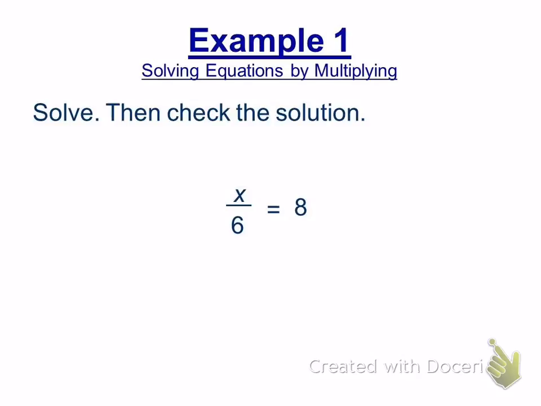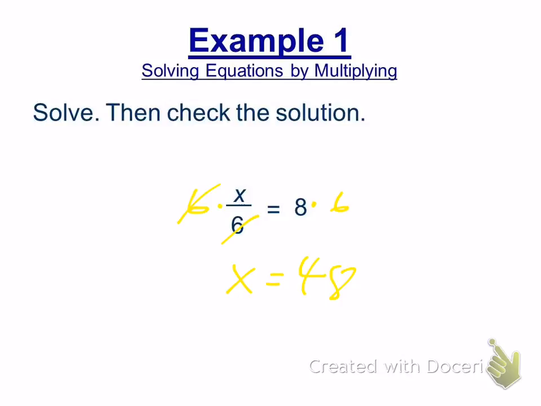So if we are dividing by 6, how do we undo that? We multiply both sides of this equation by 6, right? 6 times that side, 6 times the left, 6 times the right. Okay? Multiplication by 6 undoes division by 6. They are inverse operations. So the 6's cancel, and we're left with x equals 48. How do you check that equation?